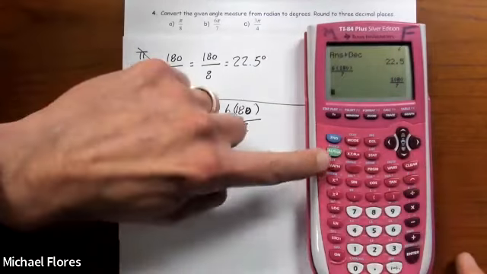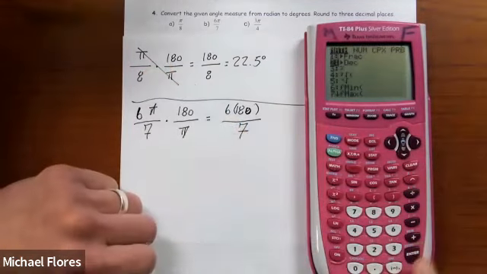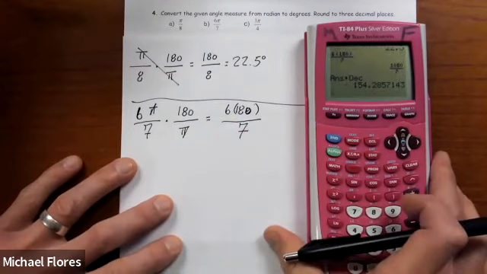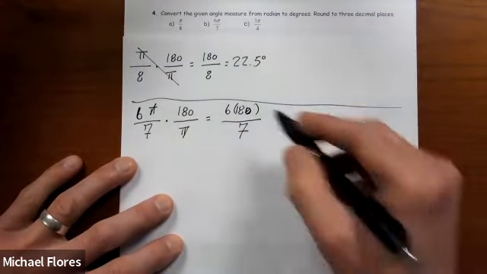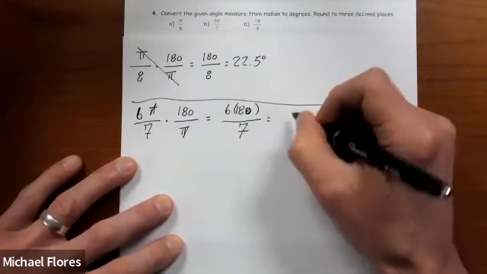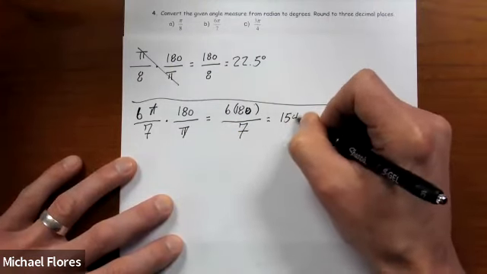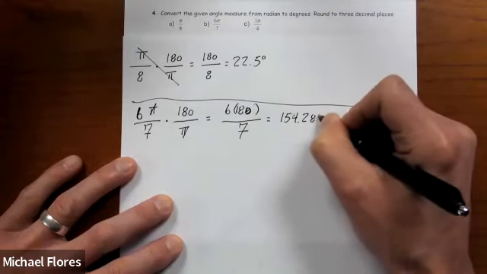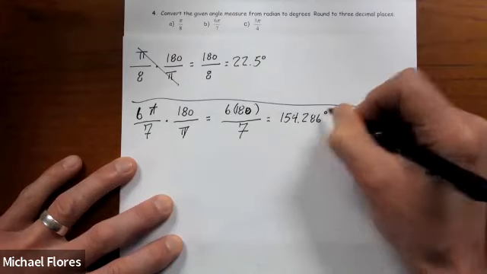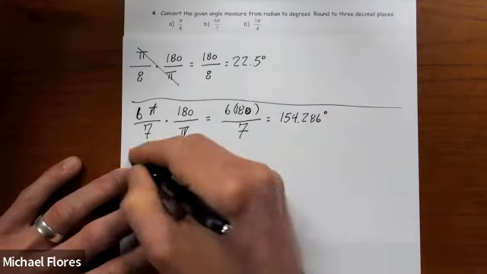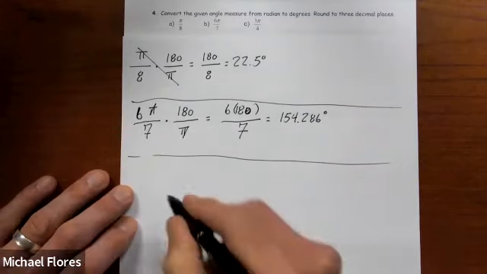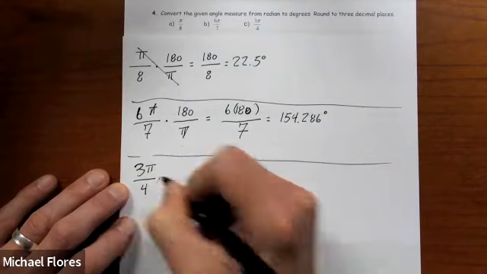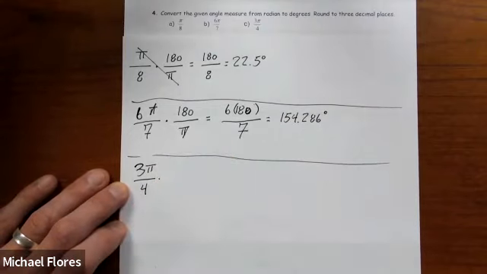Let's convert that to a decimal. Math, select option 2, and then enter. Remember to round to 3 decimal places, so we would get a final answer of 154.286 degrees. And now for C, let's convert that from radians to degrees.